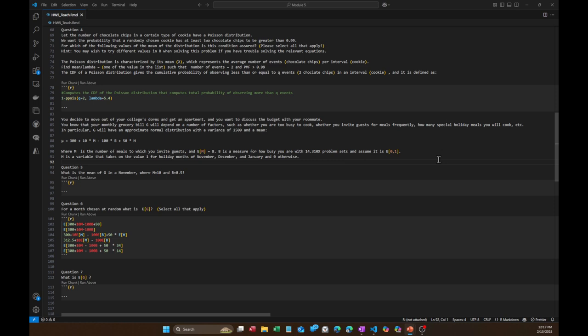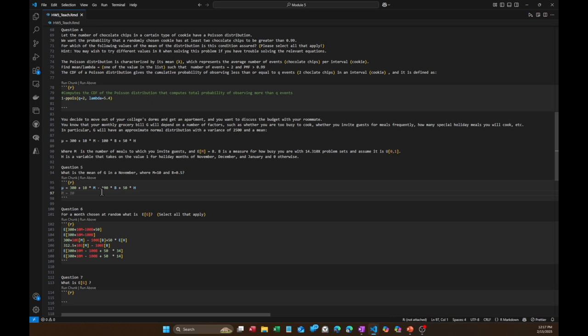Question 5. What is the mean of G in November where M is 10 and B is 0.5? Now, to do that, we have to use this equation here. This is the equation we need to use. And what it's saying is that M is equal to 10 and B is equal to 0.5, and H is equal to 1 because it is November.